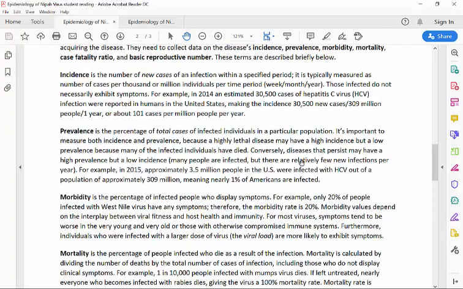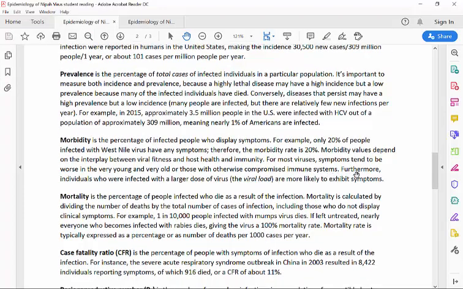Now, morbidity and mortality. Morbidity is looking at how many of the infected people actually display symptoms. So remember back when we talked about agents of disease, we talked about people who can be carriers. They have the disease, but they're not displaying any symptoms. It makes it really complicated when we start looking at controlling that, as we are currently seeing with COVID-19. So morbidity is looking at the number of affected people who actually display symptoms.